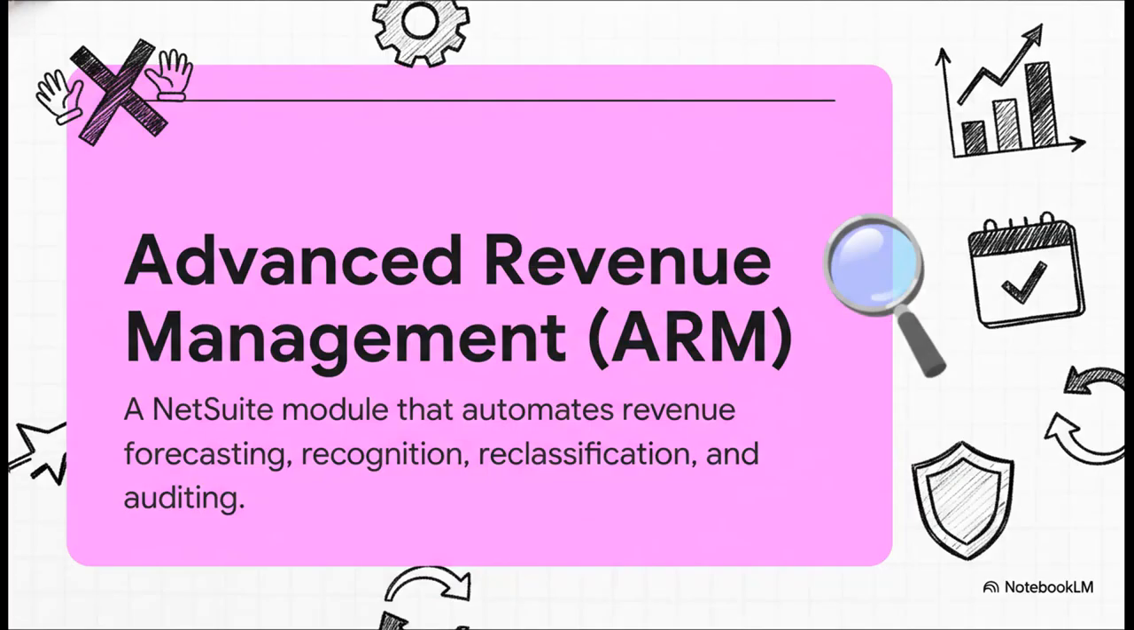So, what is this thing really? At its heart, ARM is a module built for one job, to do all that heavy lifting. It automates your revenue forecasting, how you recognize it over time, how you reclassify it between different accounts, and how you prove it all to your auditors. The whole point is to take human hands and human error right out of the equation.